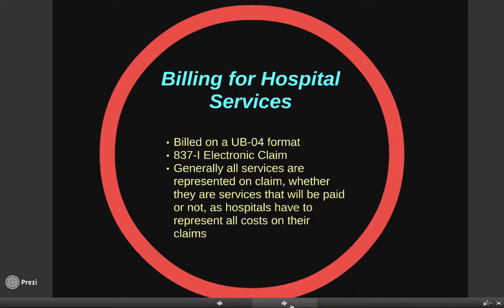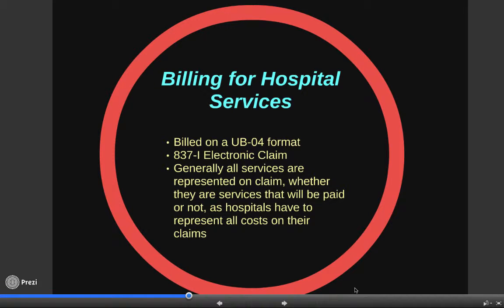And with hospital services, this is one thing that differentiates them from a physician service. Generally, a hospital is going to place every single service that they provide on that claim, whether those services are going to be paid or not, because hospitals want to represent all of their cost on that claim. They want to make sure that they're representing every single penny that they have spent on that patient, because they want to make sure that it's all accounted for on their claim. So that's something that makes them a little different than physician services, and we'll talk about that in a second.